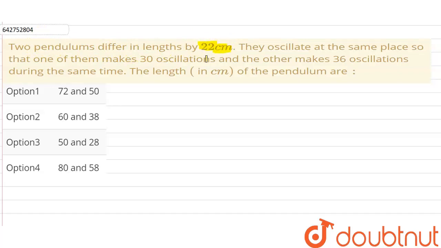Hello everyone, so our question is, two pendulums differ in length by 22 cm. They oscillate at the same place so that one of them makes 30 oscillations and the other makes 36 oscillations during the same time. The length of the pendulum are.